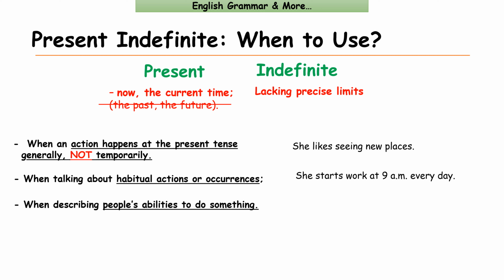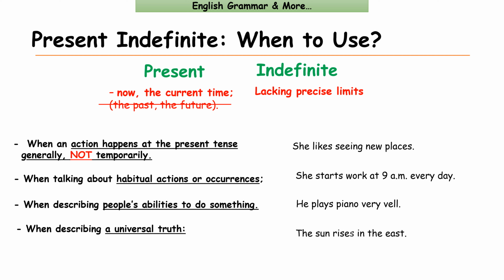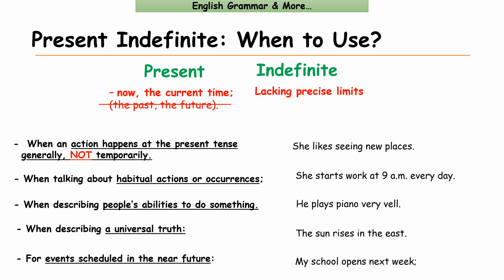When describing people's abilities to do something. For instance, he plays piano very well. We also use present indefinite tense form when describing a universal truth, such as the sun rises in the east. Lastly, we use present indefinite tense form for events that are scheduled for the near future. For example, my school opens next week.